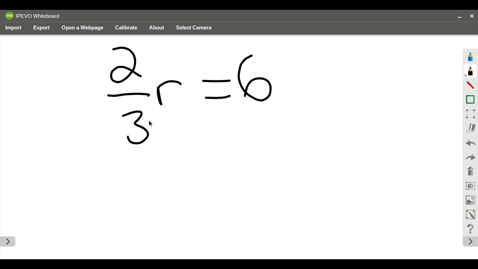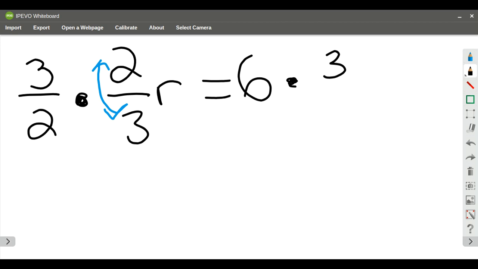I'm going to first look at my operation. The operation that I'm doing is multiplication. The opposite of multiplication in fractions is to multiply by the reciprocal. So if I have 2/3, I'm going to flip my numerator and denominator, so my reciprocal is going to be 3/2. Then I have to multiply this side by 3/2, and then put this over 1 and see if I can cross cancel.